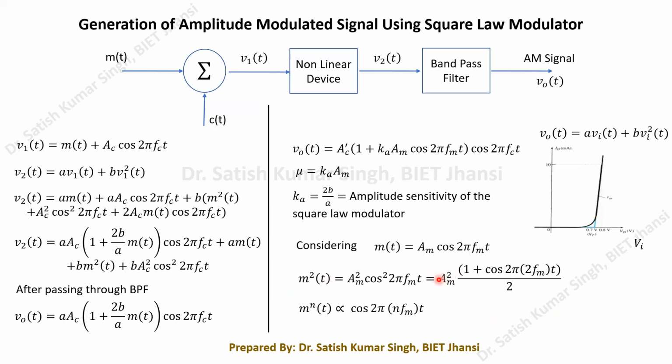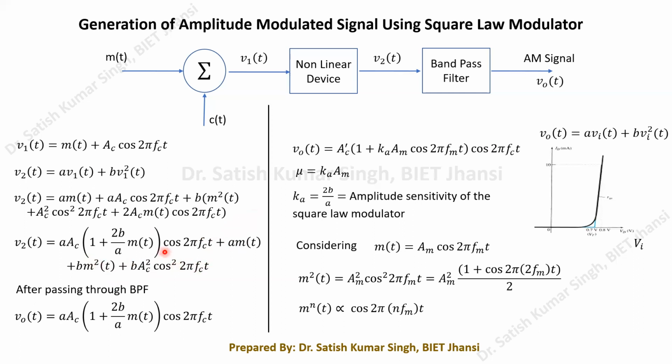So why am I telling all this? Because we have in this expression b n square t and b a_c square cos square 2 pi f_c t. Here I told you that it contains a frequency component at f equals 2 f_c, and here, if we consider m(t) to be a multitone signal with maximum frequency f_m, then m square t will contain a maximum frequency component equal to 2 f_m. So this is the idea while plotting the spectrum for this particular expression v2(t).